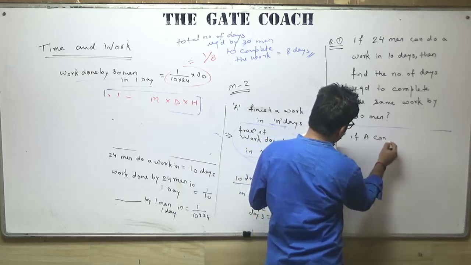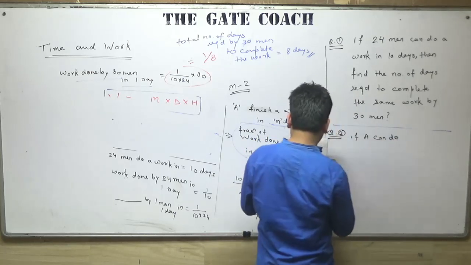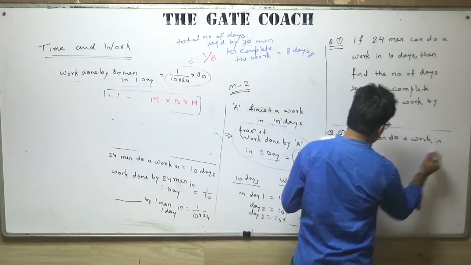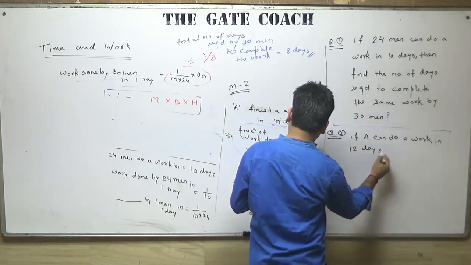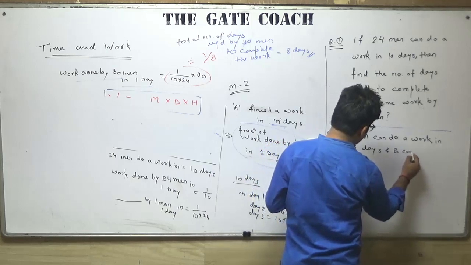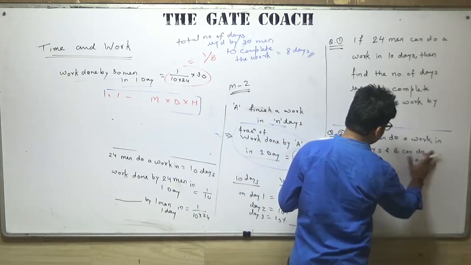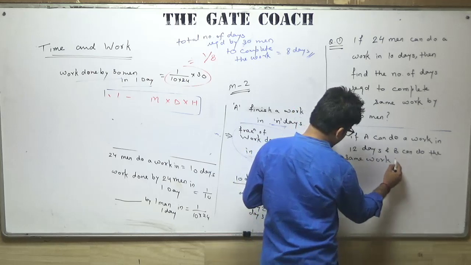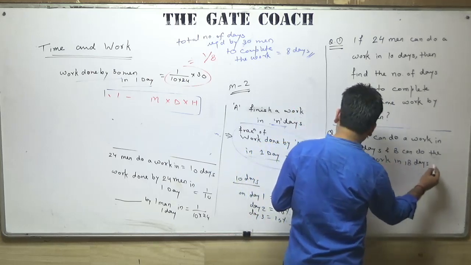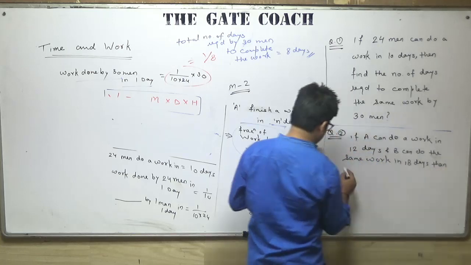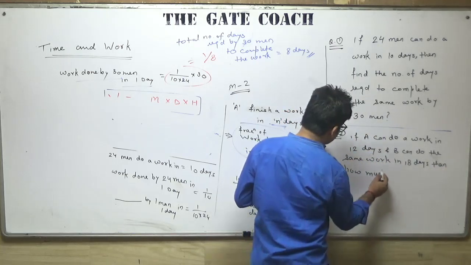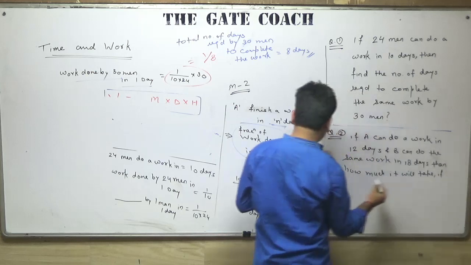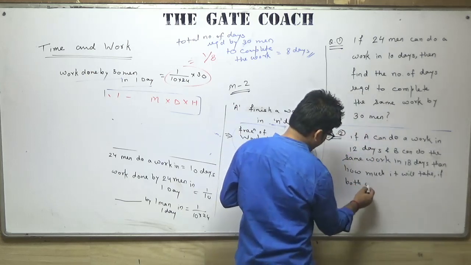If A can do a work in 12 days and B can do the same work in 18 days, then how much time will it take if both work together?